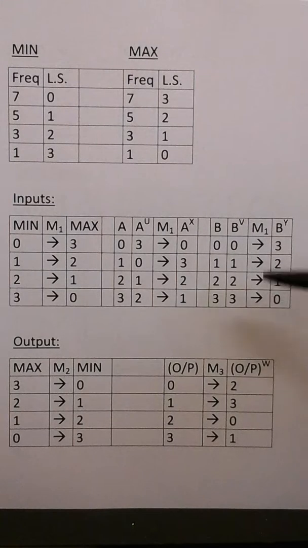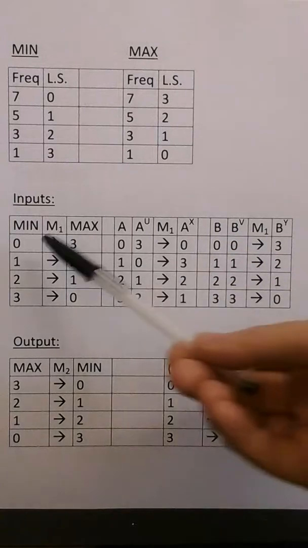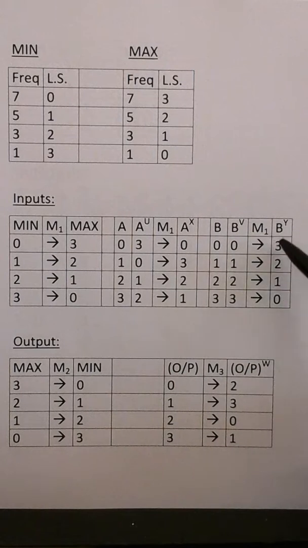For B, BV equals B, so perform the same mapping M1, 0 to 3, 1 to 2, 2 to 1, 3 to 0. That gives BY, which is B minus 6.